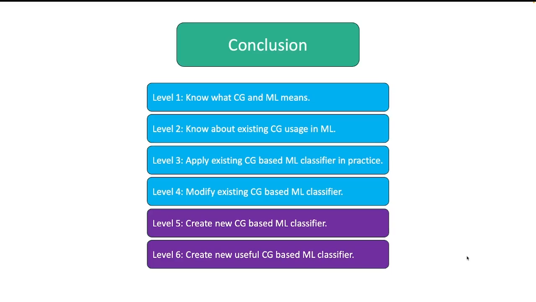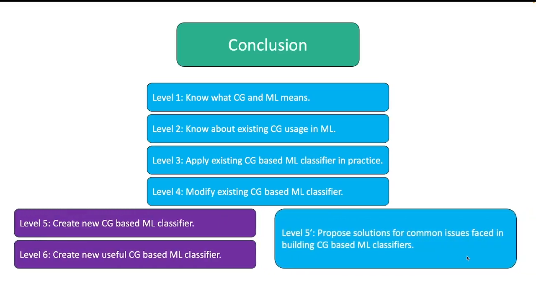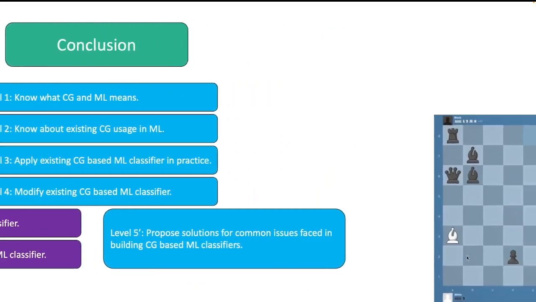So that's the levels of learning. And since I didn't satisfy level 5 and level 6, to make up for that, I worked on this framework project, which essentially proposes solutions for the common issues that are faced in building column generation based ML classifiers. So the framework project and the reoptimization work essentially fall in this category. So yeah, I think that's essentially the end of the presentation.